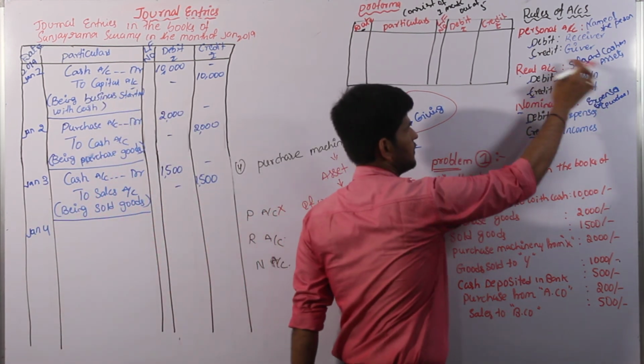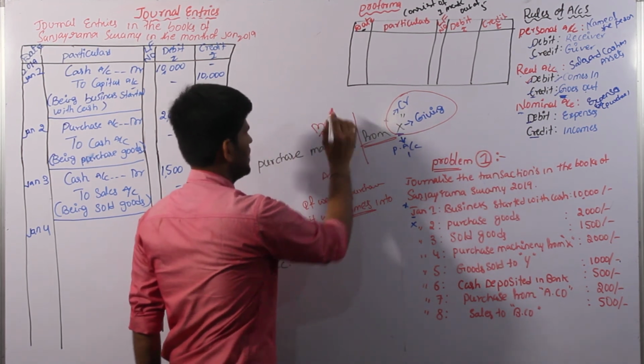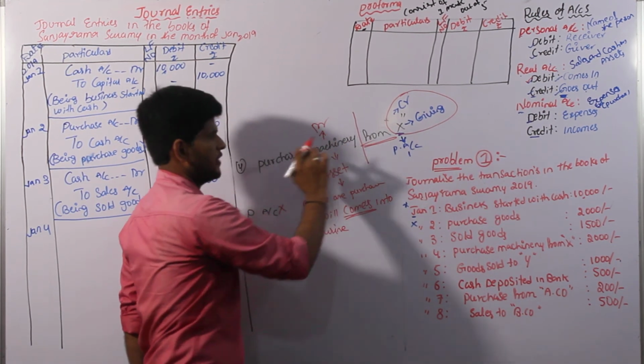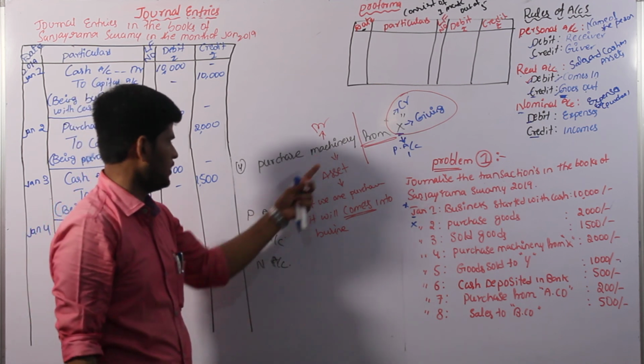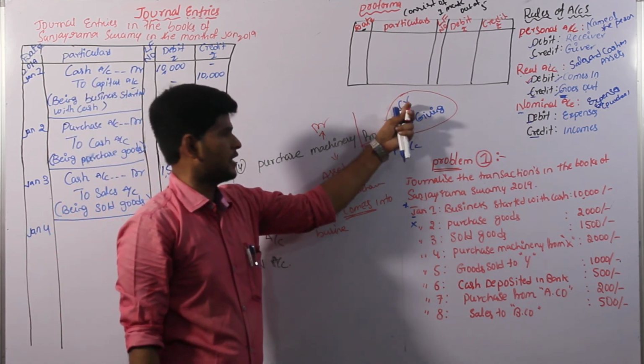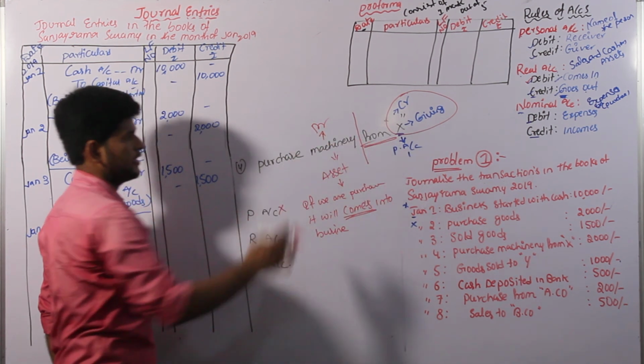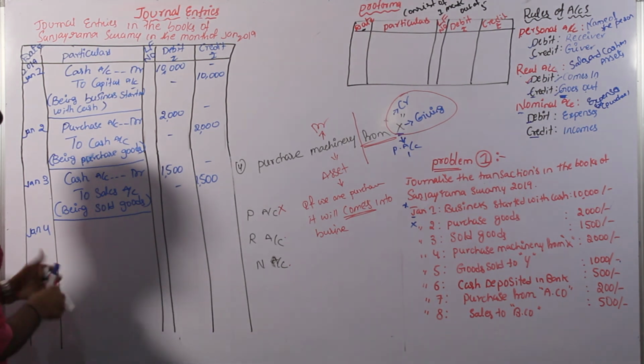Comes in is always on the debit side in real account. So machinery goes to the debit side. On the debit side we identify the transaction based on real account. On the credit side we identify X as a credit person according to the rule of personal account. So we can convert the entry.